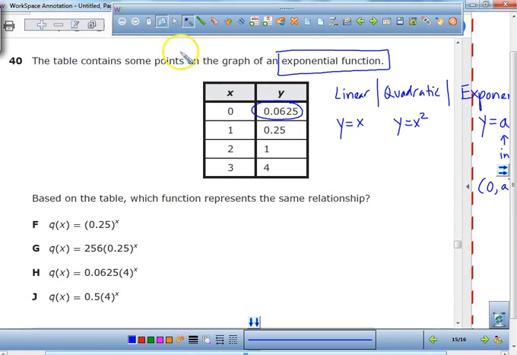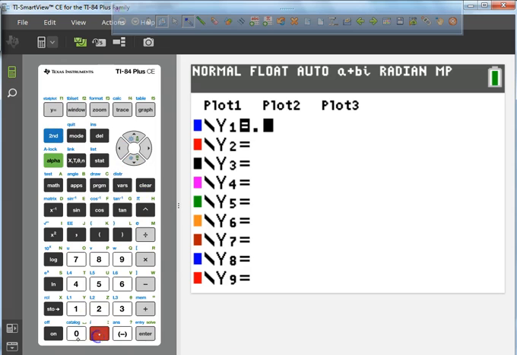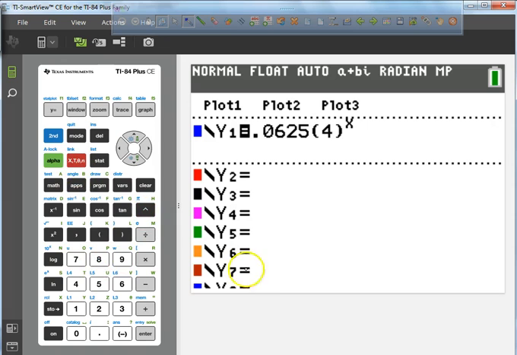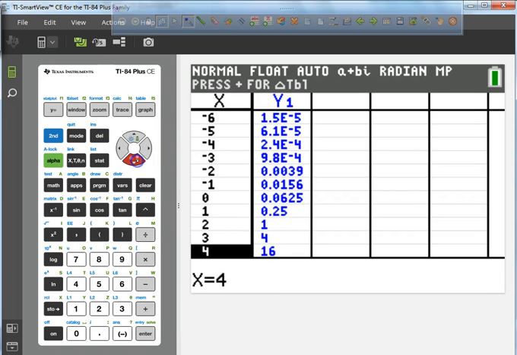So here's what I want you to do. Just remember, this says q of x, but this means y equals. So we're going to type in y equals. Ready? Y equals, type in 0.0625. Okay? Let me look at it real quick. Open parentheses, type in a 4, close parentheses, raise it to the power of x. And then what are you going to do? Hit second and check your table. I'm going to scroll down a little bit. I want you guys to see the table.